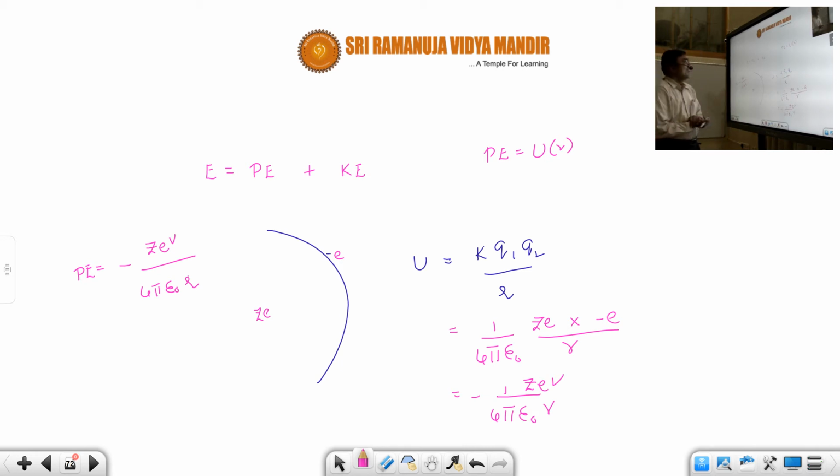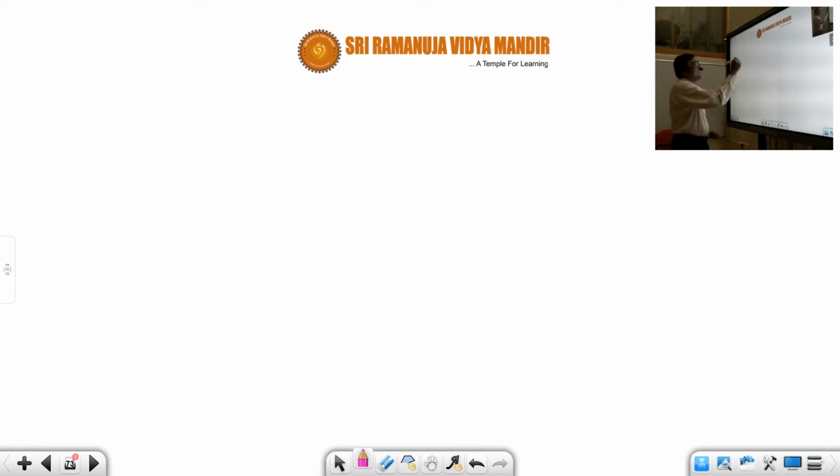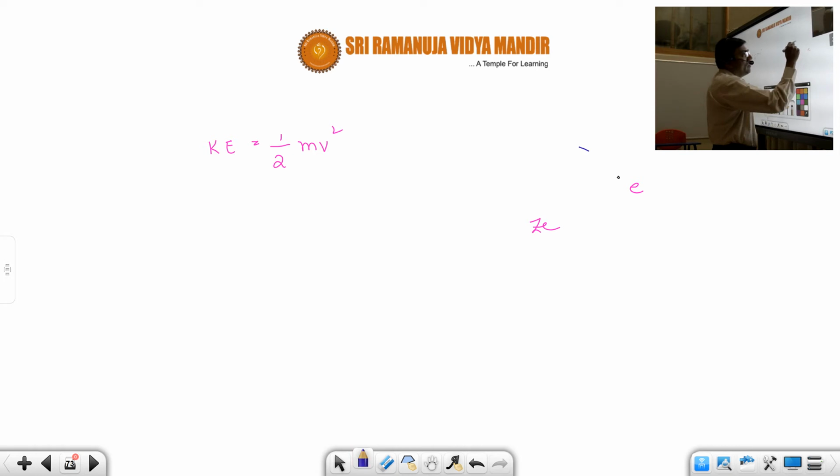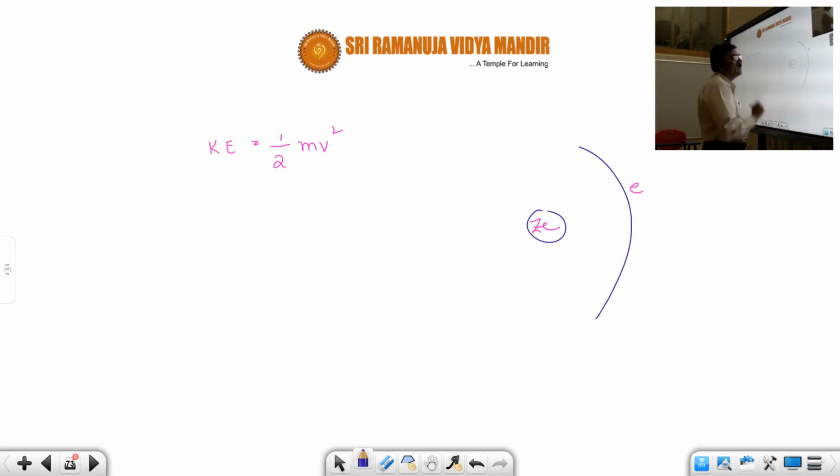Now, students, let us understand kinetic energy. I am taking another new slide to make you realize what is kinetic energy. You know very well, kinetic energy is equal to half into mv square. You know ZE and E. So in an orbit, let us take an orbit here. This is an orbit, and this is the nucleus. So what type of attraction is there? Electrostatic attraction. That electrostatic attraction is equal to centripetal force.